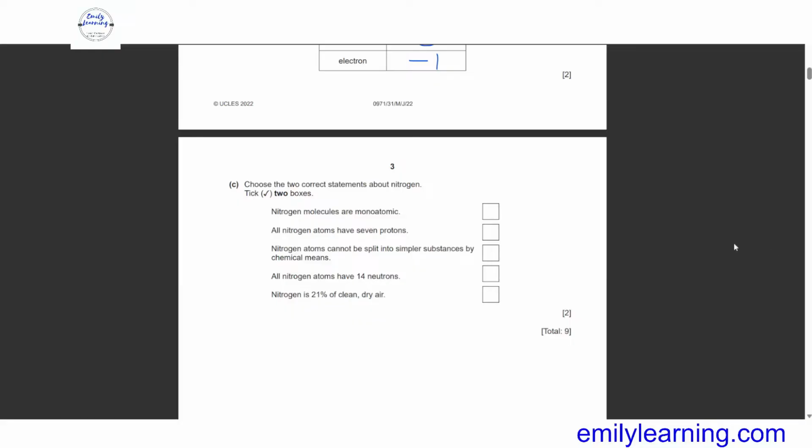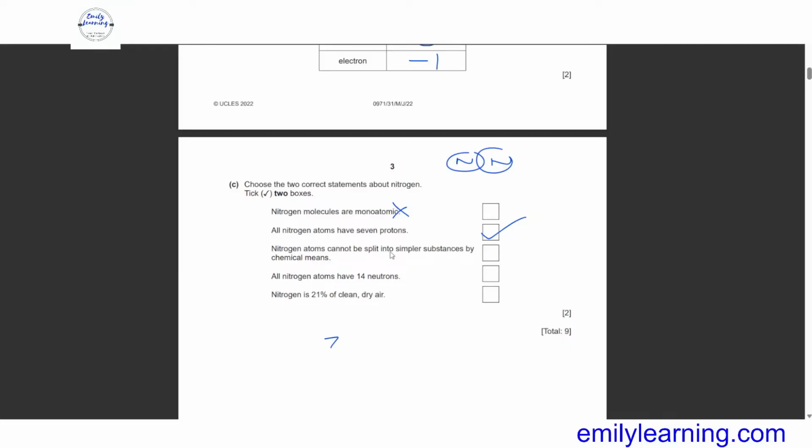So nitrogens are monoatomic. No, they are diatomic because you have 2 N combined together to form N2. Okay, all nitrogen atoms have 7 protons. So nitrogen, if you go to the periodic table, you'll notice that its atomic number is 7. So yes, it is correct. So if its atomic number is 7, that means it has 7 protons.